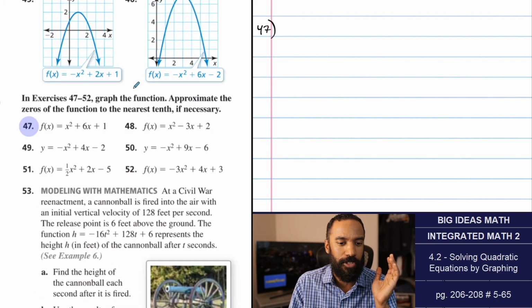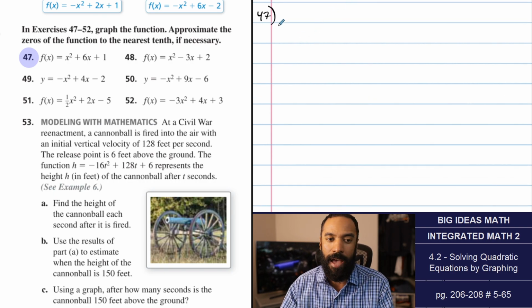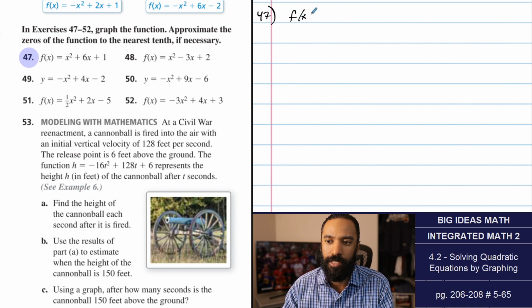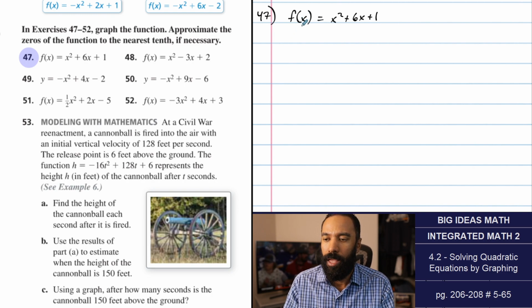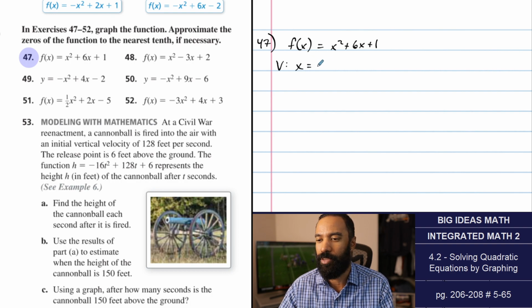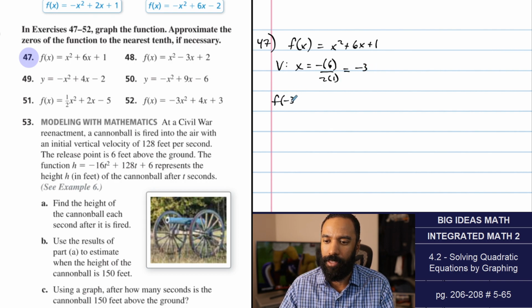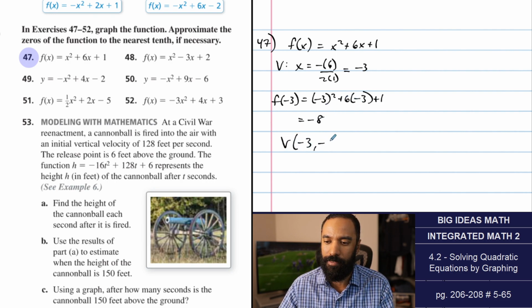They do say graph, and if their teacher's like, yeah, you have to graph it, we'll go ahead and do that. Because they say if necessary. What if it's not necessary to approximate, right? What if it's an exact value? I want my graph to show that. So f of x equals x squared plus 6x plus 1. So, not factorable. We're going to go to vertex, excuse me, standard form. The vertex x value is negative b over 2a, which is negative 3. The y value is negative 3 squared plus 6 times negative 3 plus 1. That'll be 9 minus 18 is negative 9 plus 1 is negative 8. So the vertex is at negative 3, negative 8.